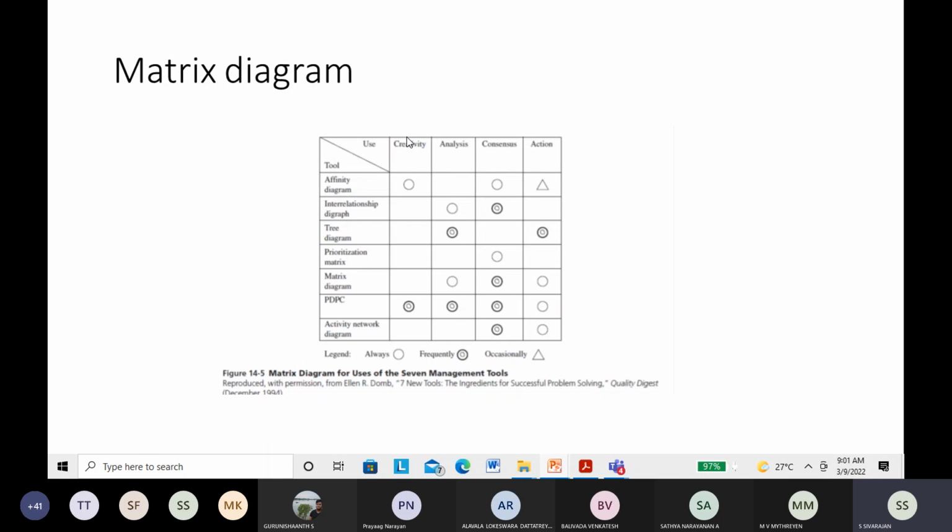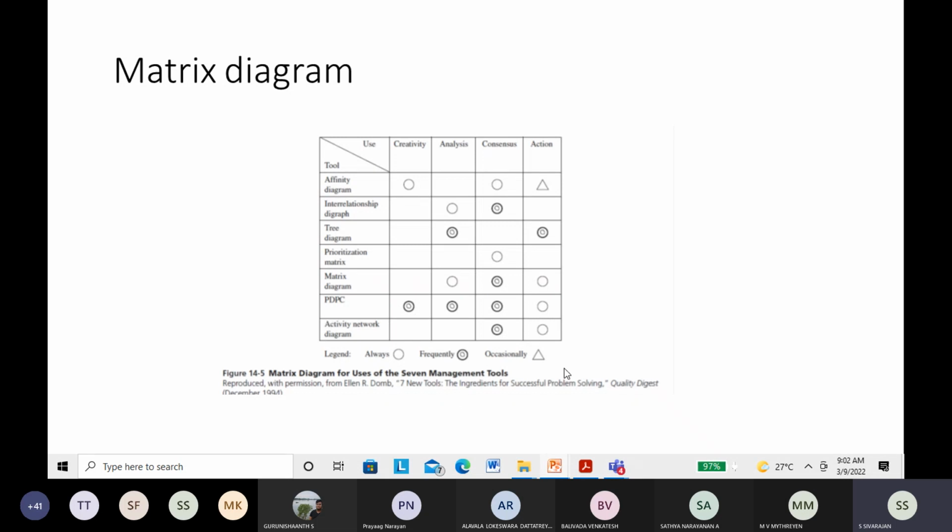For that, we take some criteria. Just like in this case, we have taken the 7 management tools: affinity diagram, interrelationship diagram, tree diagram, prioritization matrix diagram, PDPC, and activity network diagram. All the management tools we have taken, and we have taken 4 criteria, which include creativity. Creativity: affinity diagram, very creative. Here, no symbol means there is no relationship. Whereas PDPC, we will see today, is frequently related, it has something to do with it.